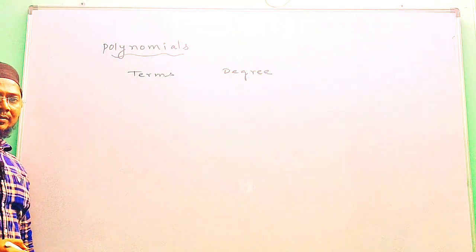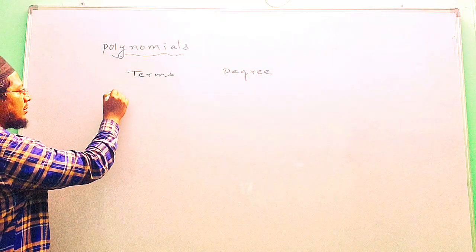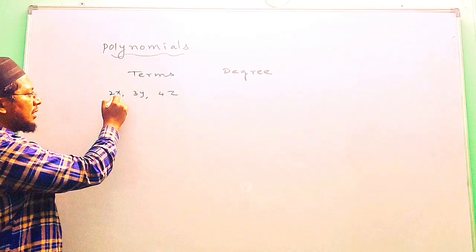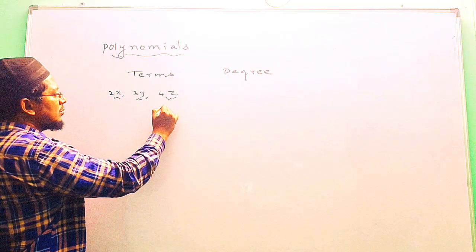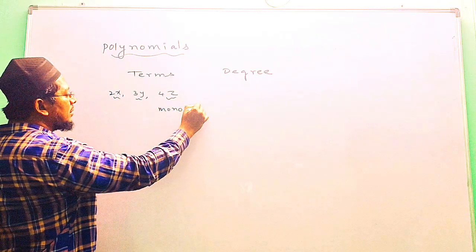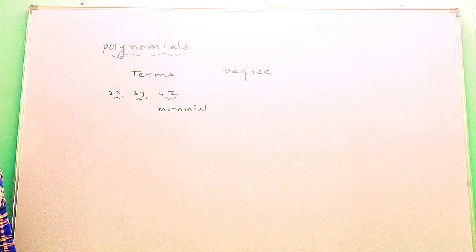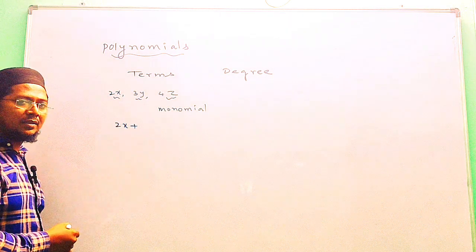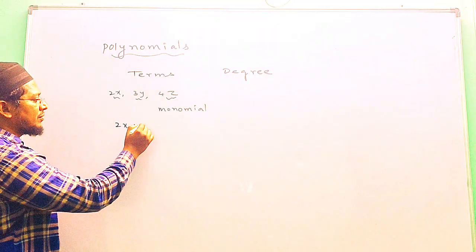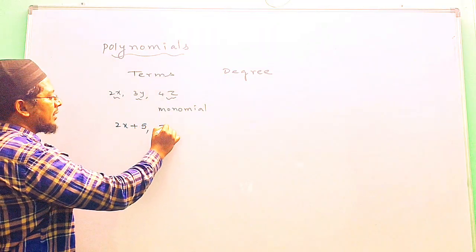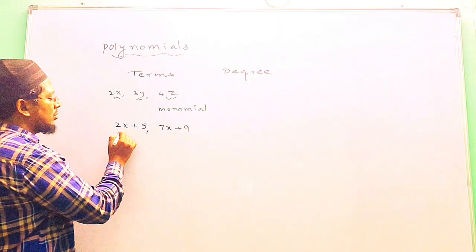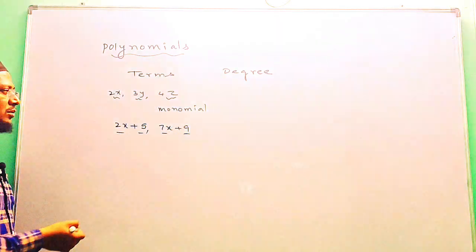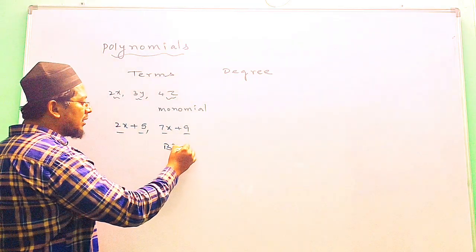Any mathematical expression that contains a single term, like 2x, 3y, 4z, only a single term, is known as a monomial. Okay. If any mathematical expression contains two terms, like 2x plus 5, 7x plus 9, so how many terms does it have? Clearly it has two terms. This is known as a binomial.